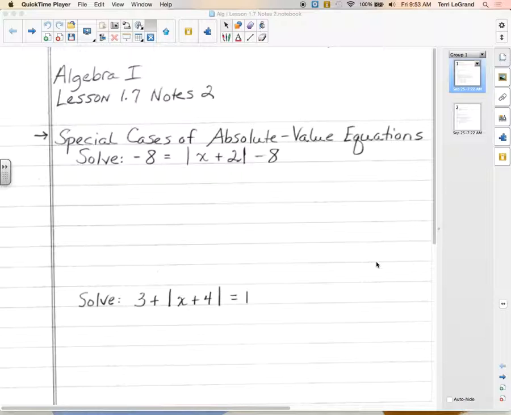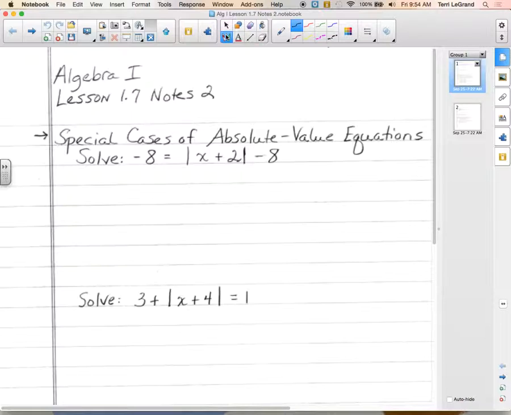So solve negative 8 equals the absolute value of x plus 2, subtract from that 8. Okay, so we're going to use the same process we did yesterday. That's not changing. Same process, so we're going to think to ourselves, do I need to do step A? What are we going to do? We're going to add 8 to get rid of that subtract 8 that's outside the absolute value bars. Add 8, okay.